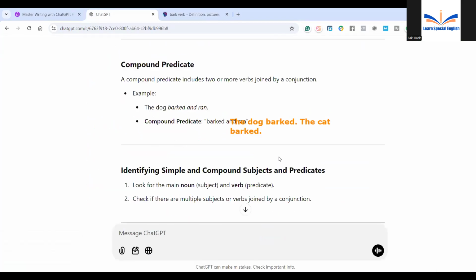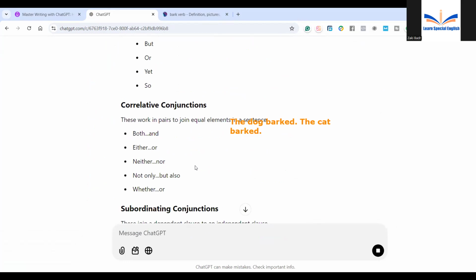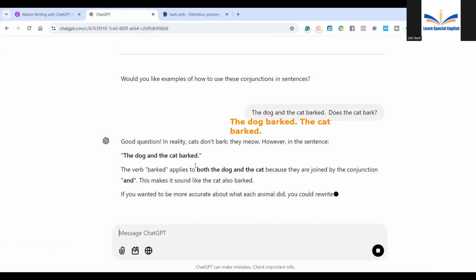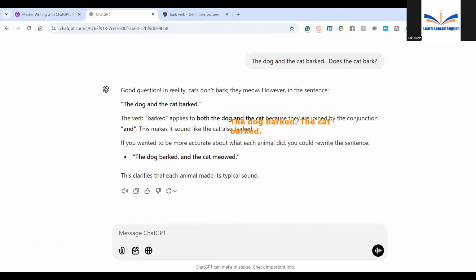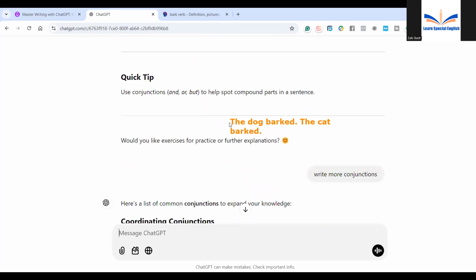What about the sound of a cat? Let's elaborate more on this. Does the cat bark? I don't think so. No? Okay, so both of them can bark, but maybe with different sounds. Okay, very well.